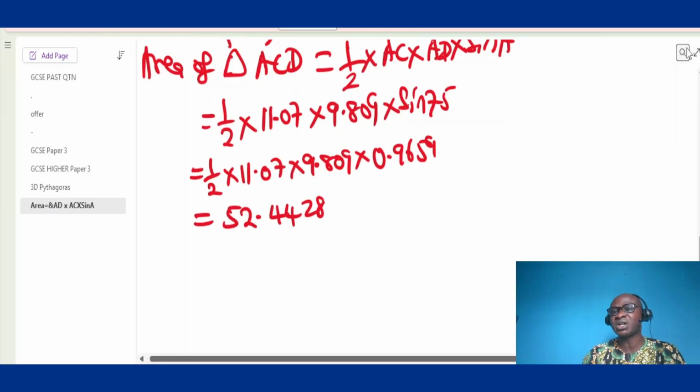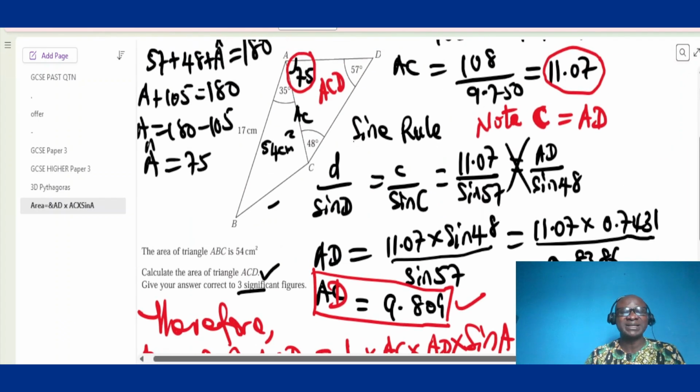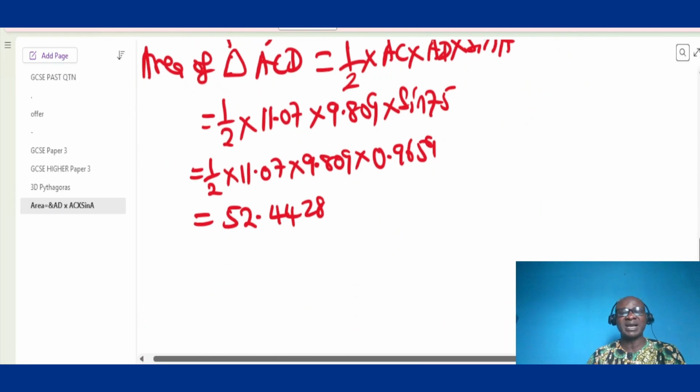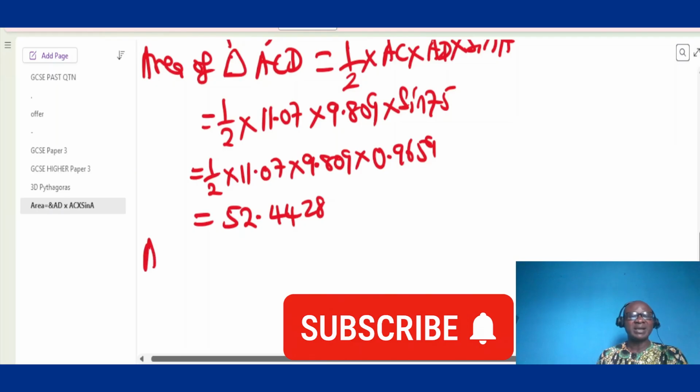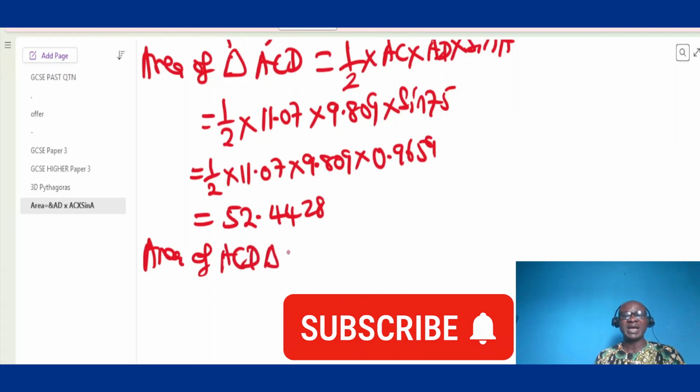Therefore, I got 52.4428. But the question told us to write our answer to 3 significant figures. Look at it here, our answer should be corrected to 3 significant figures. Therefore, we go back to the answer and say the area of triangle ACD is now equal to 52.4 to 3 significant figures.